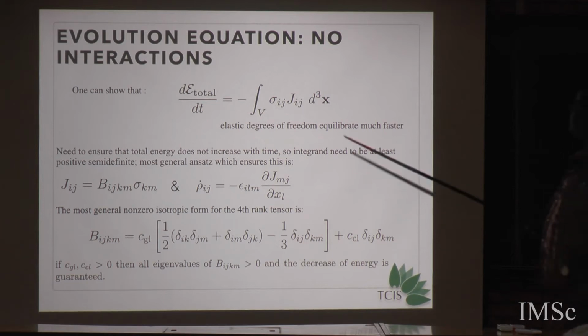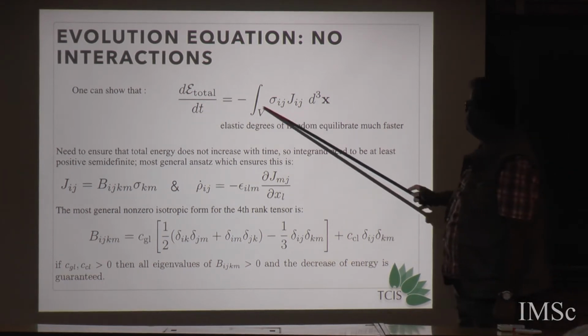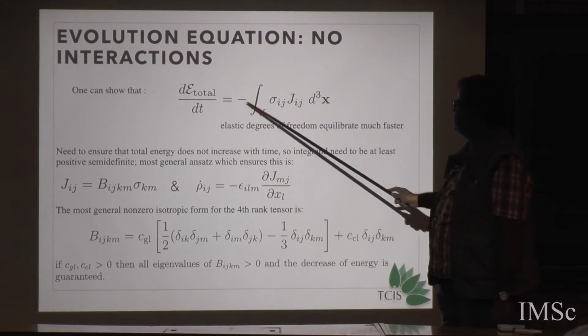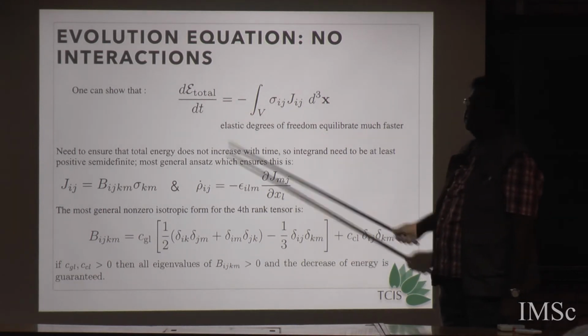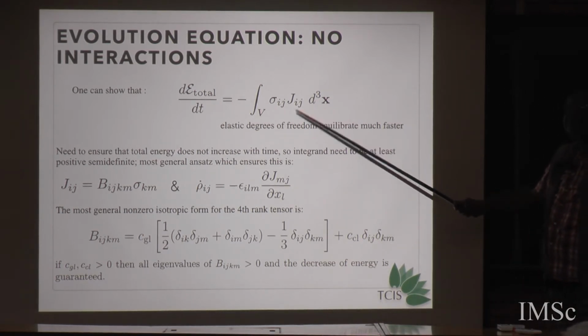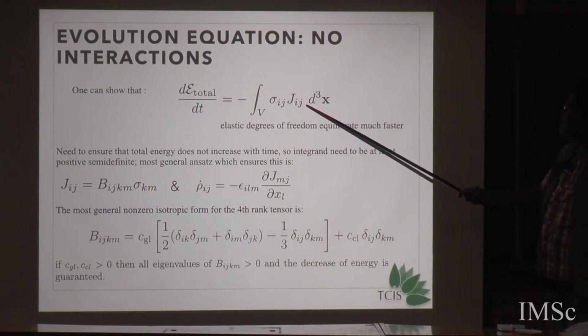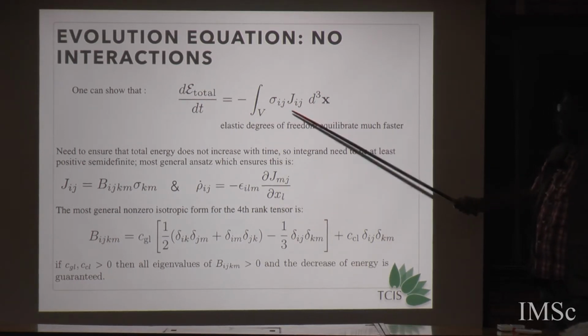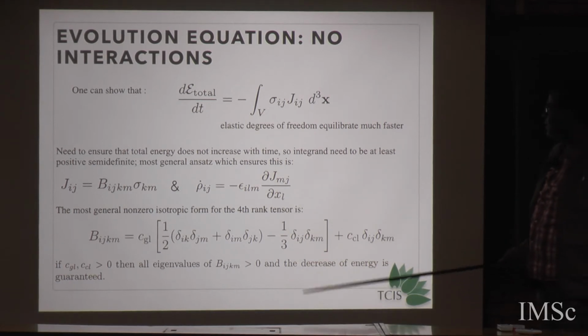So the only thing left are the plastic degrees of freedom, and you can show that basically stress multiplies the rate of change of strain. This shows that the rate of change of the total energy is the stress multiplied by the rate of change of the plastic distortion field. So this is the Jij. I think the factor of half comes in when you do the indices properly.